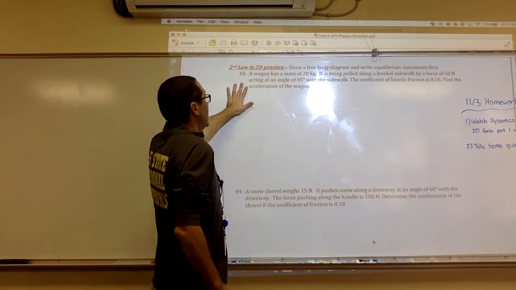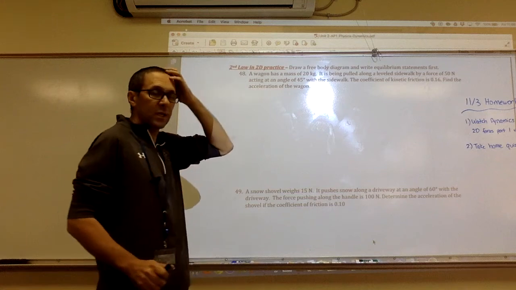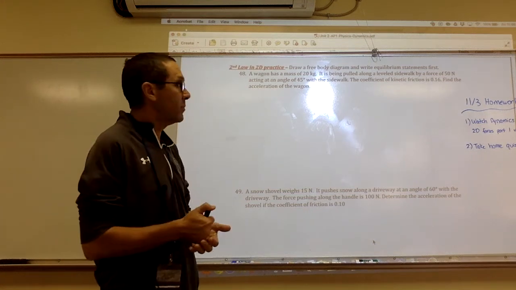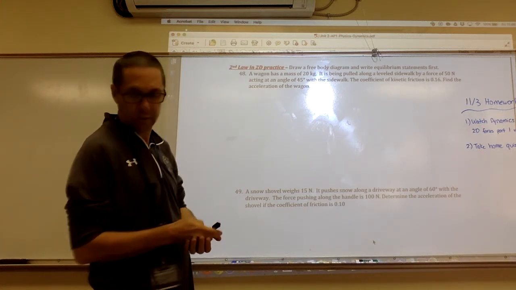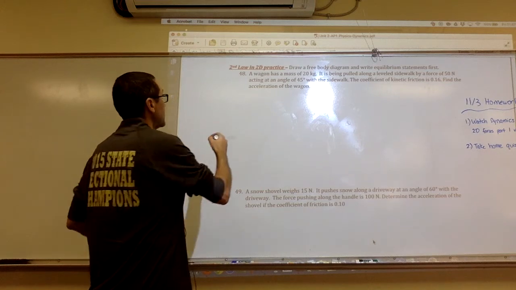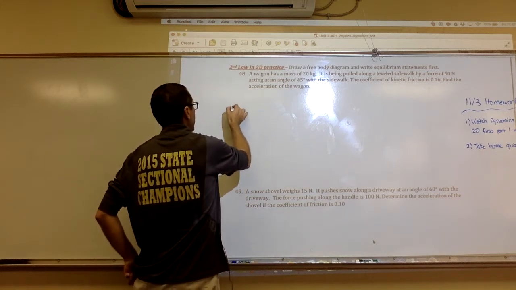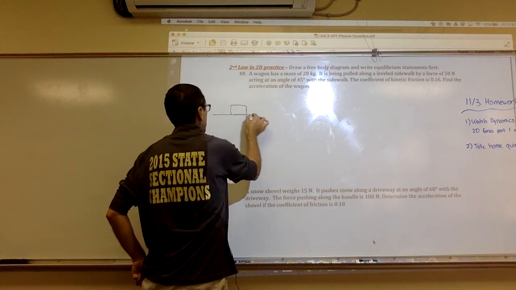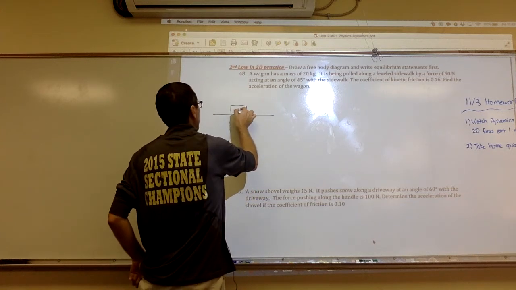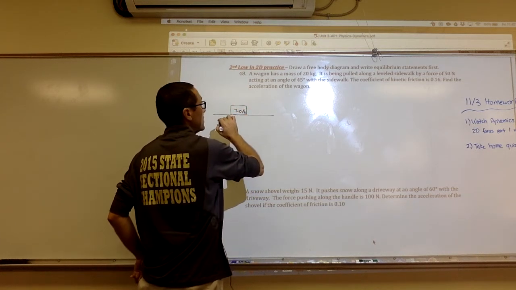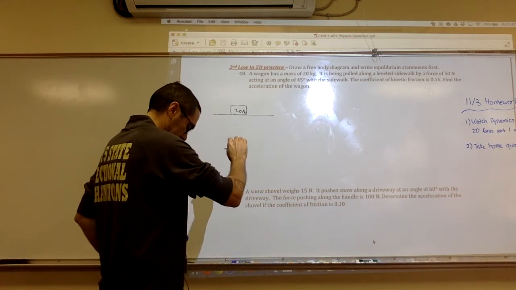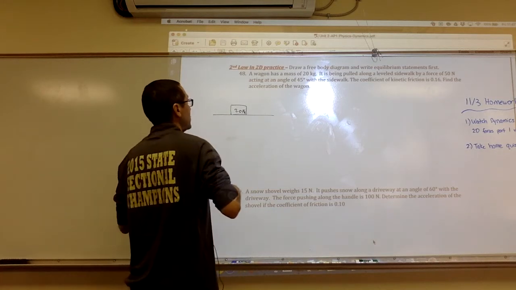So I'm going to do number 48. Before you start, you always have to draw a free body diagram, and you also have to write your equilibrium statements. So I have a wagon on a surface that has a mass of 20 kilograms, which means the weight is 200 newtons.